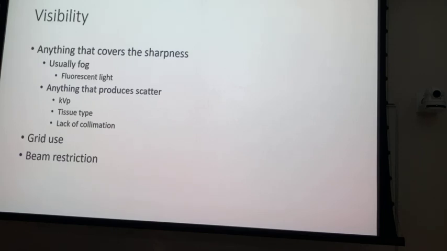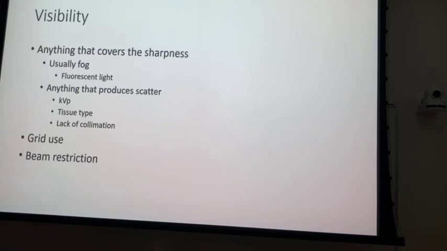All right, so visibility, that was sharpness of recorded detail. Visibility is just anything that covers the sharpness, usually fog. What controls the fog? What technical factor controls fog? KVP, right. So we're going to talk about later in the semester how to deal with the KVP and how to limit the fog with changes in KVP as well.